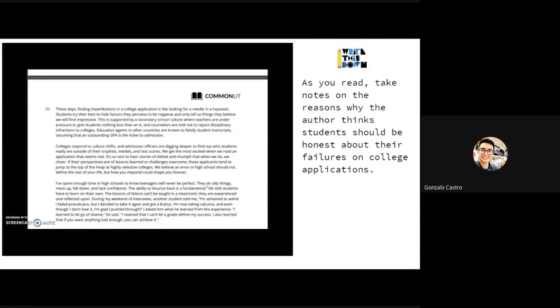The admission officers are digging deeper to find out who students really are outside of their trophies, medals, and test scores. We get the most excited when we read an application that seems real. It's so rare to hear stories of defeat and triumph that when we do, we cheer. If their perspectives are of lessons learned or challenges overcome, these applicants tend to jump to the top of the heap at highly selective colleges. We believe an error in high school should not define the rest of your life, but how you respond could shape you forever.